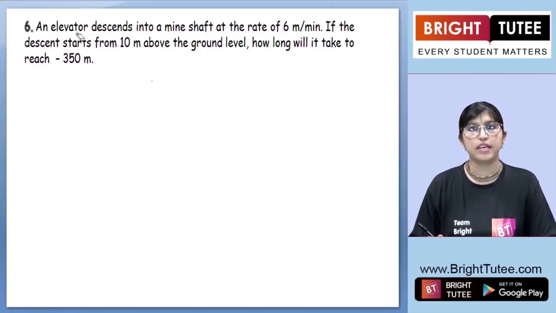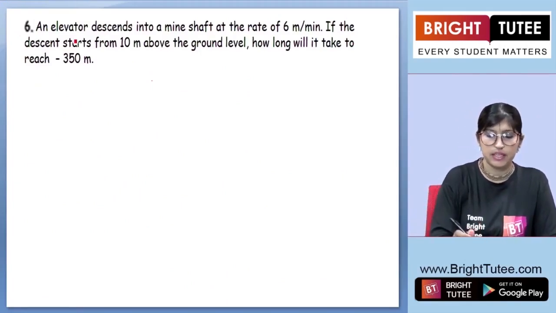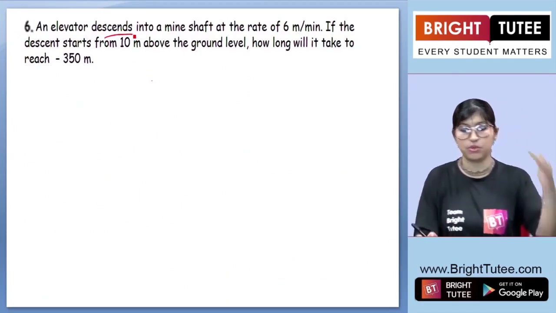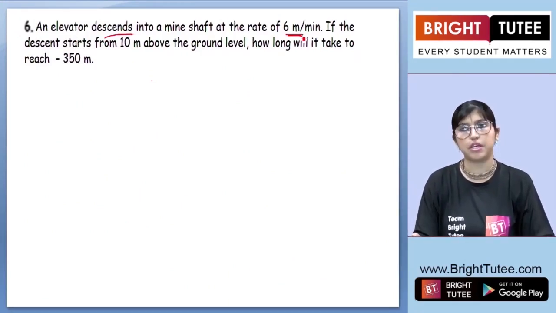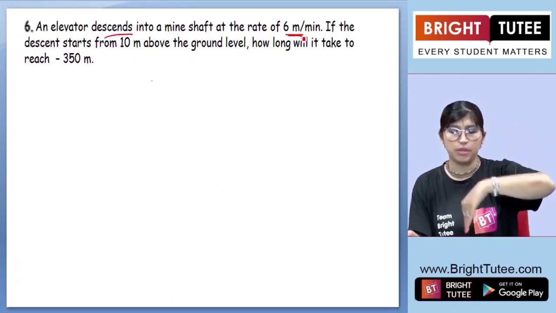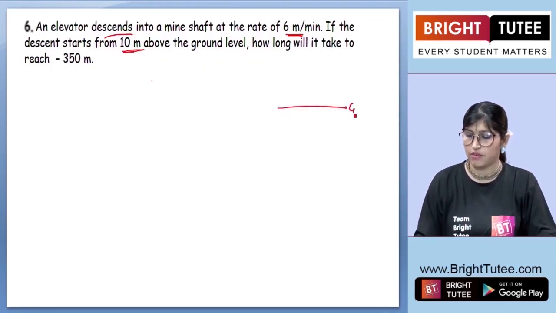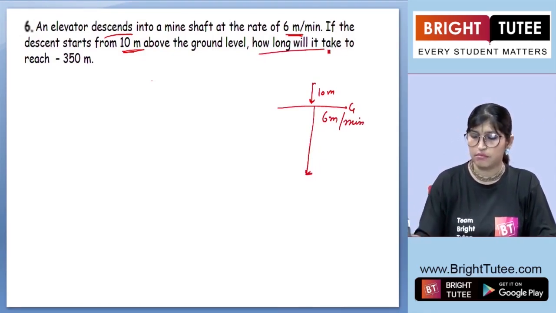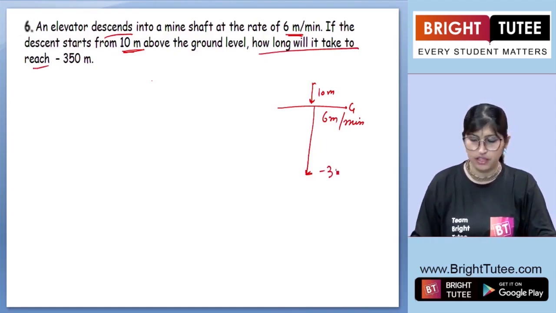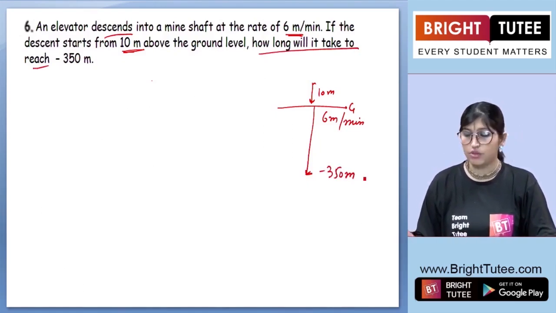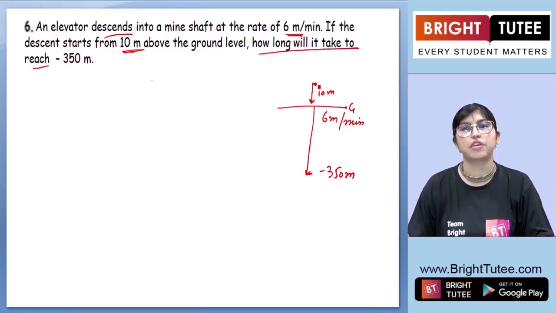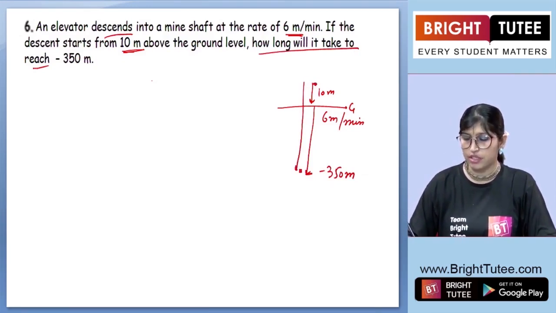Let's move to question 7. It says that an elevator descends into a mine shaft. That means it's going down at the rate of 6 meters per minute. So every minute it is going -6 meters down, then -6 meters down. If the descent starts from 10 meters, let's say this is the ground level. This is 10 meters above the ground and it is moving down and down and down 6 meters every minute. And we need to check how long it will take to reach -350 meters. Since we are starting with 10 meters above the ground level, but it is moving in the opposite direction.